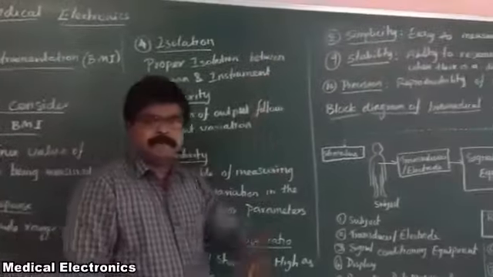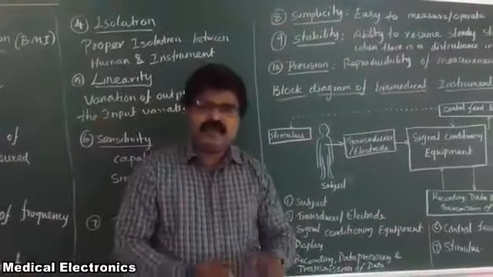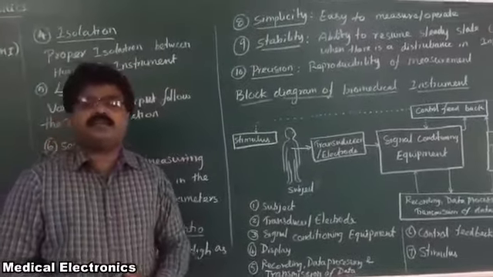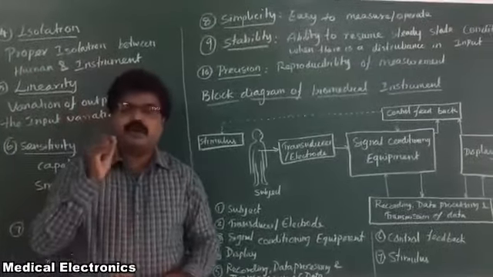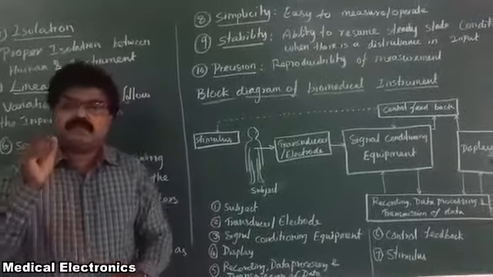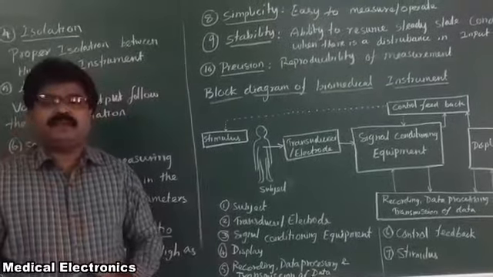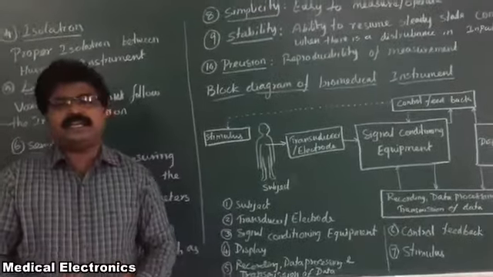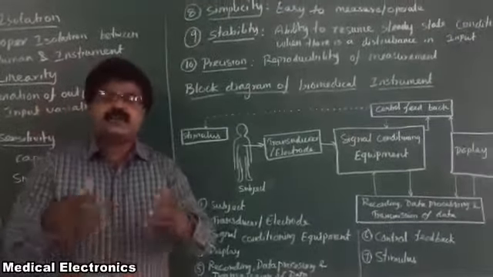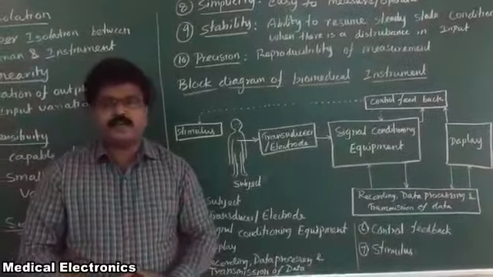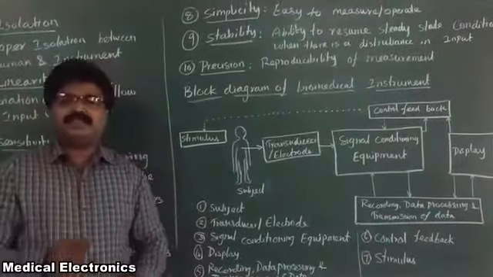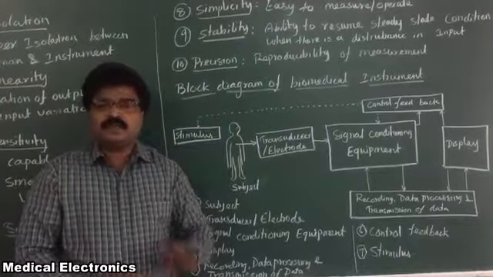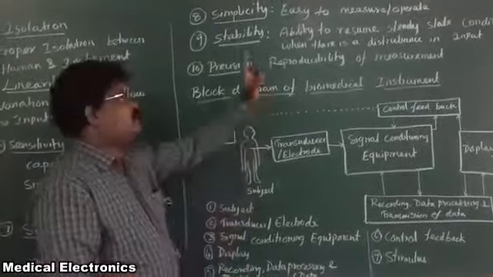Next one is simplicity. Simplicity means it must be simple in two ways. One is that it must be very simple to operate, as well as very simple to measure the quantity. When it is very complicated, it's very difficult to measure the quantity, and a trained operator is required to operate the equipment. When it is very simple, the common man can use this biomedical instrument. So the biomedical instrument must be simple.